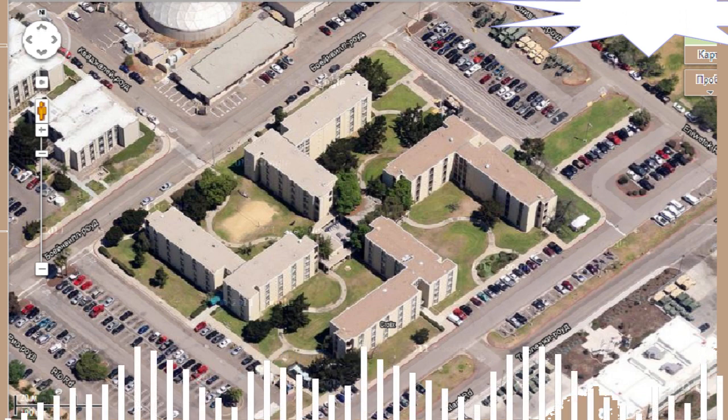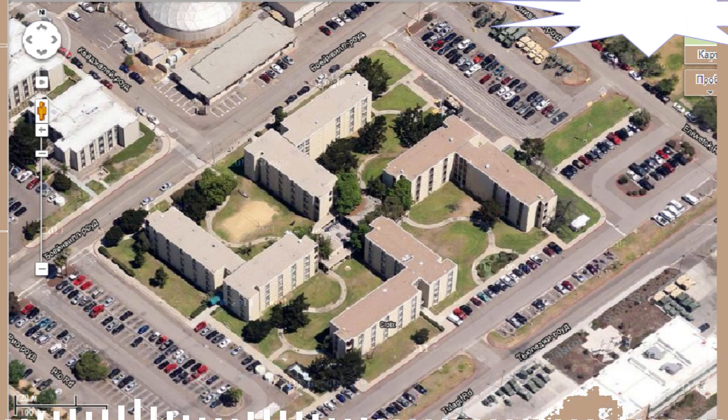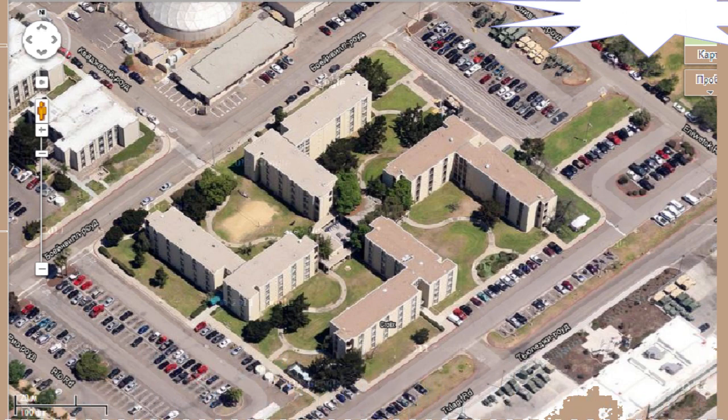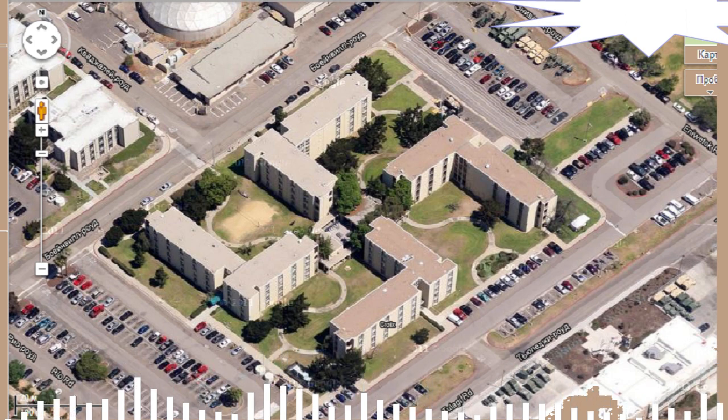A window will appear on the left. In it, indicate the destination. The red flag is the starting location, the green flag is the destination. In the same place on the left side, select how you would like to get there.